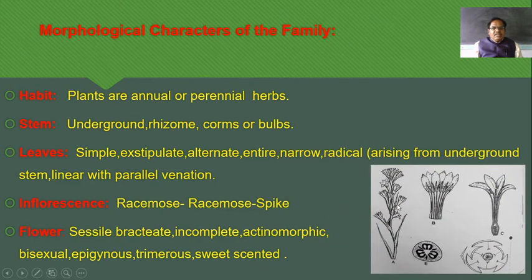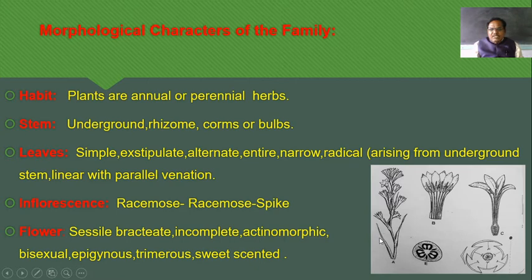Pay attention here. When we observe the plant habit, these plants are annual or sometimes perennial. The stem is an underground rhizome, corm or bulb, by which the new plant is formed. As it is a monocot, it has an underground rhizome, corm or bulb. Then these are the leaves. As this plant belongs to the monocots, these leaves show parallel venation.